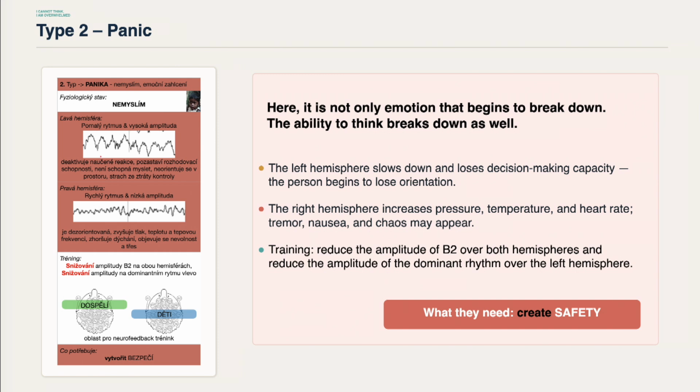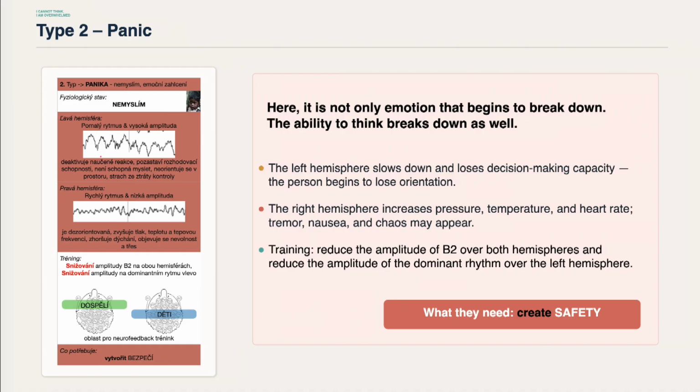Over the right hemisphere, we usually observe a fast rhythm with low amplitude. In this state, the right hemisphere becomes disoriented. Blood pressure, body temperature, and heart rate increase. Breathing becomes more difficult, and symptoms such as nausea and tremor may appear.